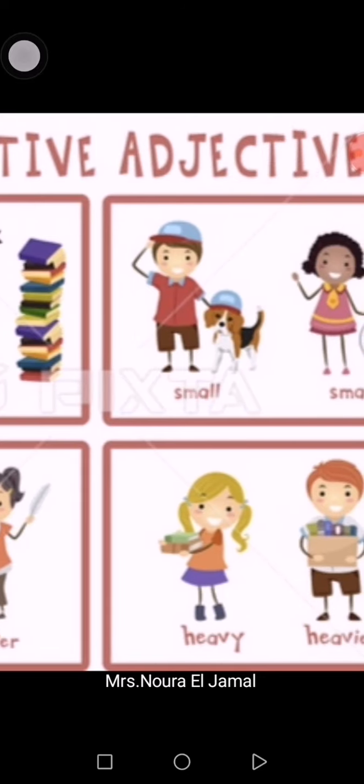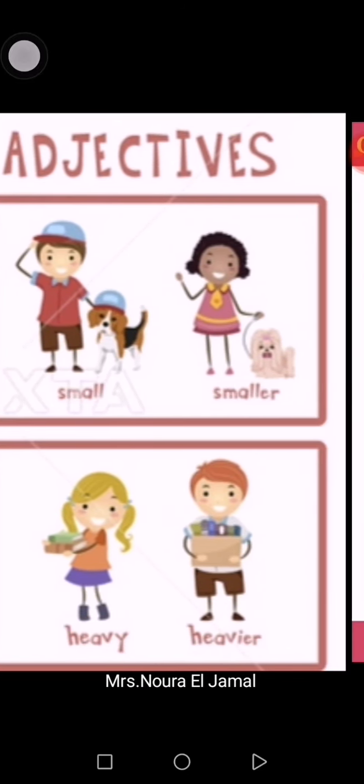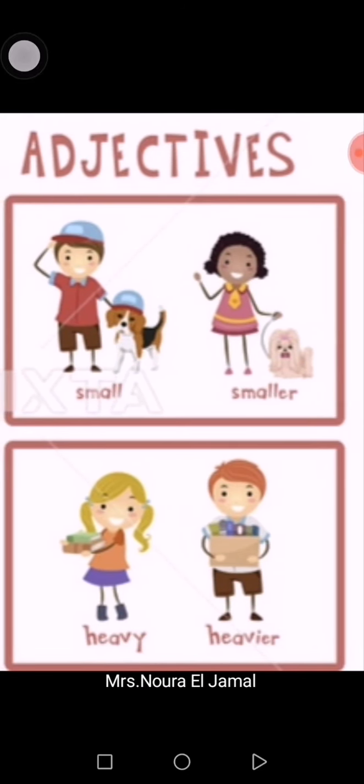The other picture. What can you see here? We can see a dog and a puppy. The first one here is small, but the other one is smaller. So the puppy is smaller than the dog.